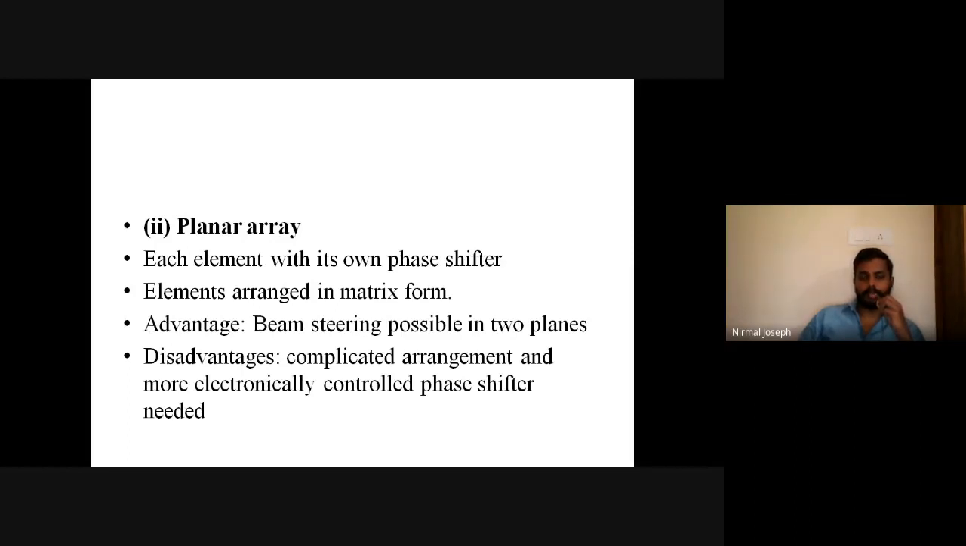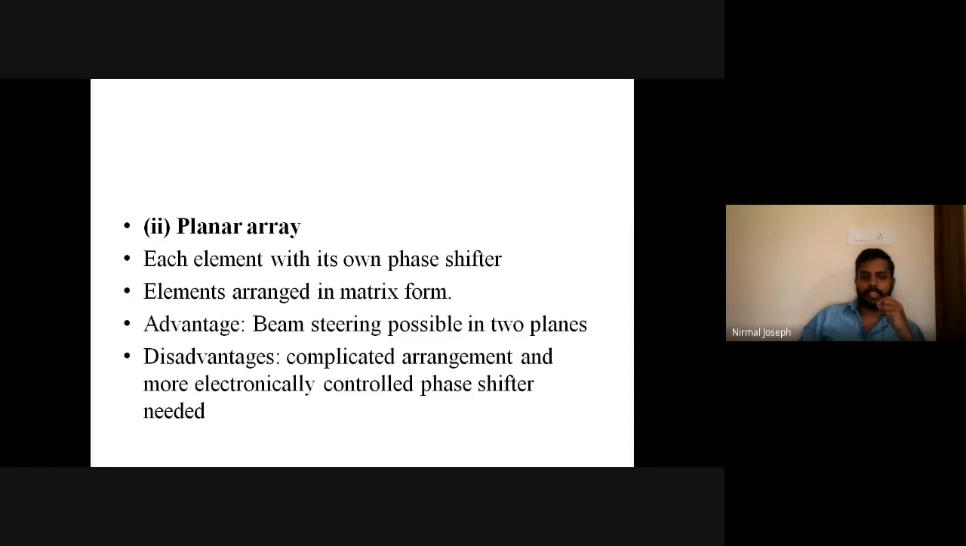Since it is planar, the elements are arranged in a matrix form, in a plane, in a 2-dimensional plane. Like a chessboard, we can arrange the elements. Advantage: here, of course, beam steering is possible in 2 planes since it is planar.